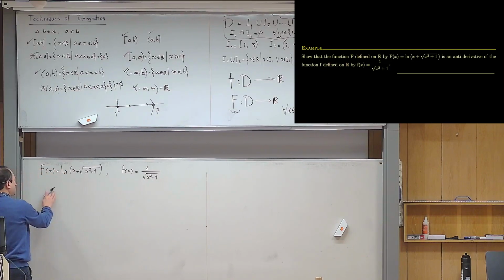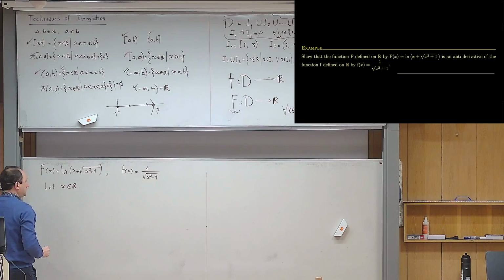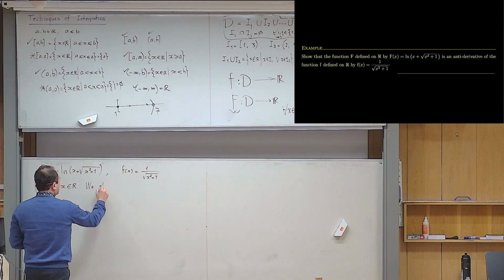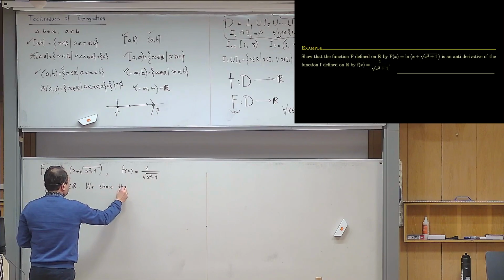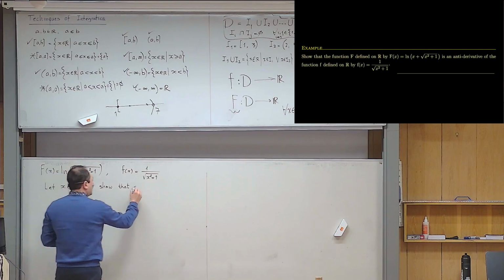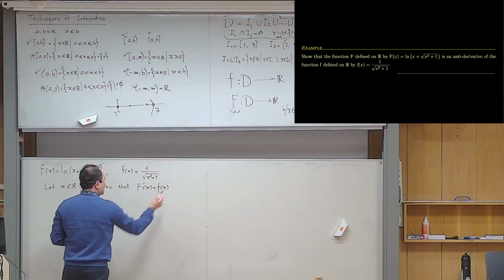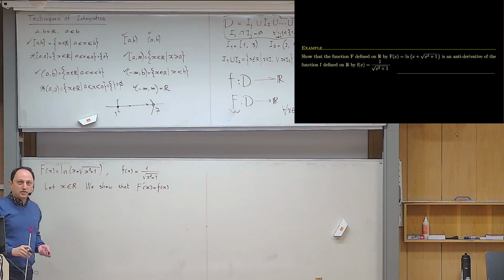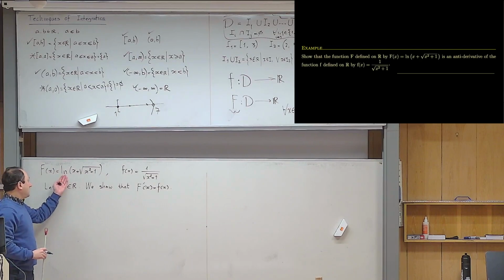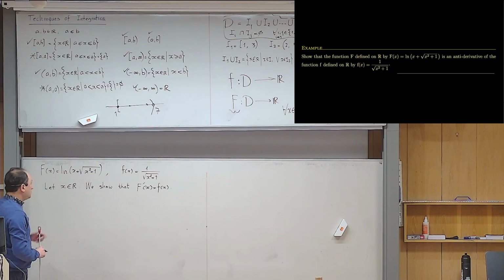So how should I prove that? I would say: let x be in D, meaning here in R. We show that F is differentiable at x. Moreover, we show that its derivative at x is equal to f of x. So actually, this is an exercise in differentiation. The primitive function is proposed to you, and you're supposed to confirm that this is an antiderivative. So what we do, we just differentiate.